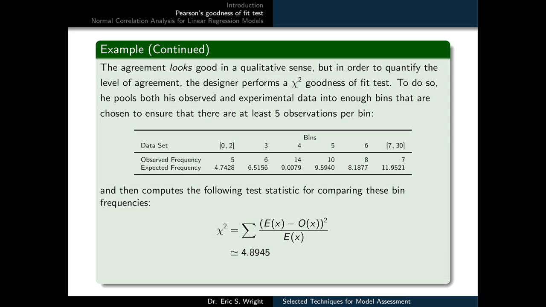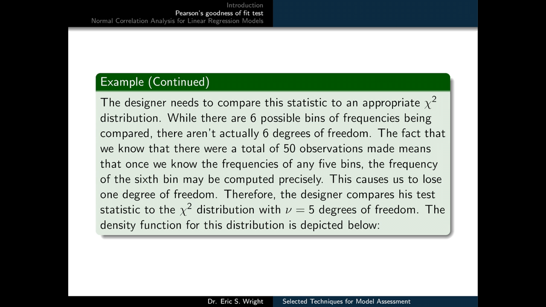We do that by taking each observed frequency, subtracting it from the corresponding expected frequency from our table, squaring that, and then dividing it by the corresponding expected frequency again. Then we sum up those results, and that gives us our chi-squared test statistic. In this case, it sums to 4.8945. The designer needs to compare this statistic to an appropriate chi-squared distribution.